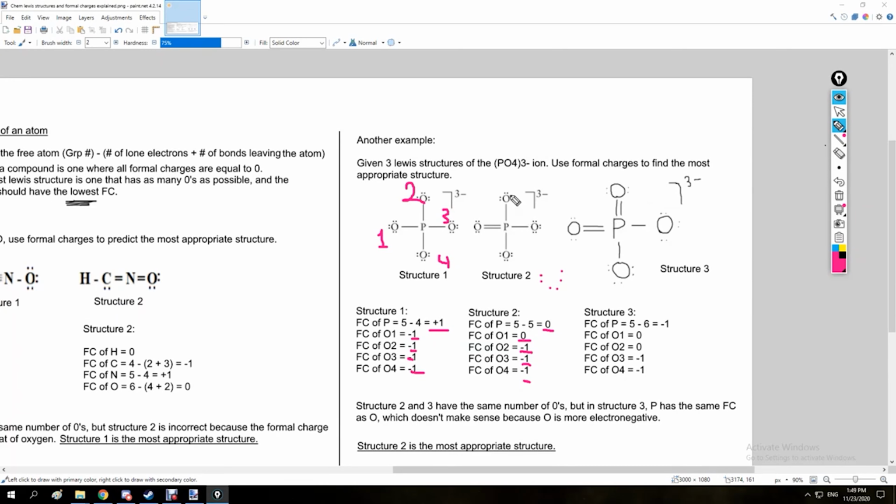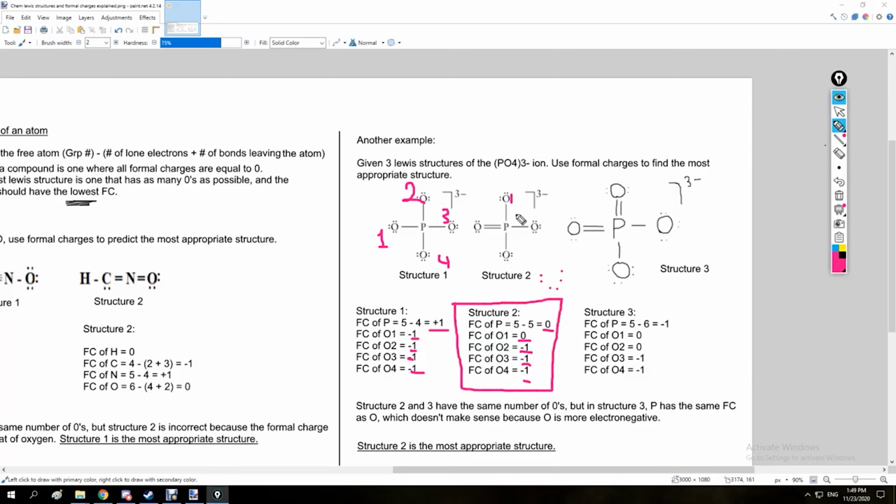Take a look at structure 3. We took off a lone pair on oxygen 2, and we made another double bond. So the formal charge of P is going to become negative, which is wrong. O1 and O2 are going to have zeros, and O3 and O4 are going to have minus 1. Structure 2 and structure 3 have the same number of zeros, but the problem with structure 3 is that P has a negative formal charge, but O is the most electronegative atom, so it should have the lowest formal charge. And that's why we choose structure 2.